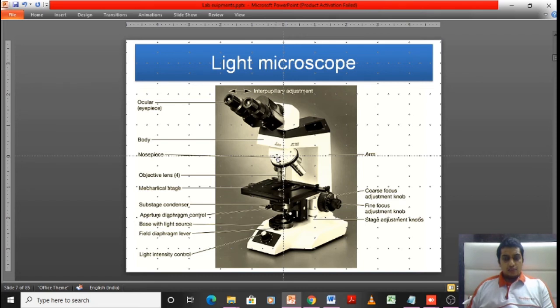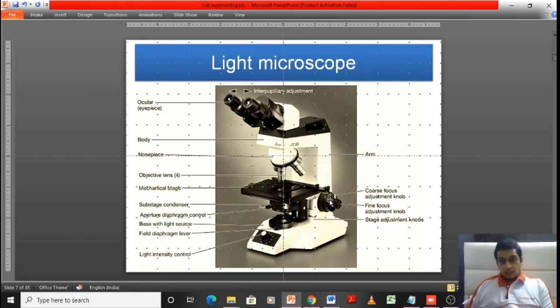The nose piece is a mechanical part of the microscope, and it can be revolved. There are certain objective lenses, usually 3 or 4, mounted on it, and we can revolve it and bring any of the objective lenses into the path of the light. Then there is a stage to keep our specimens.